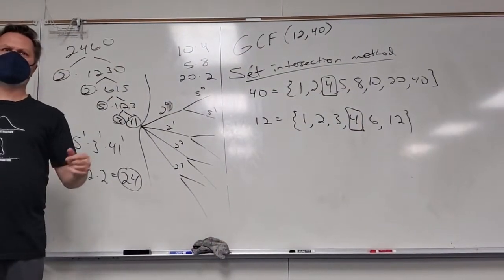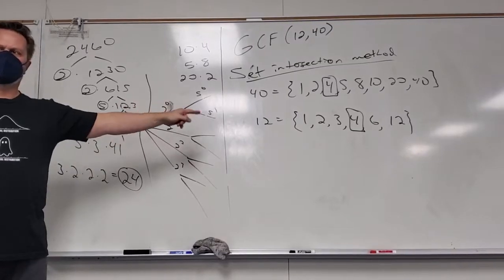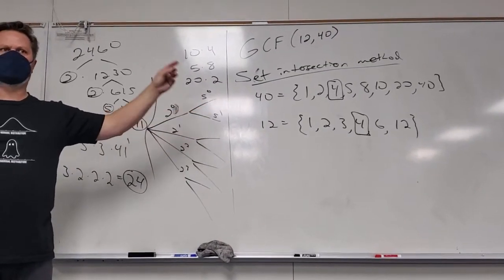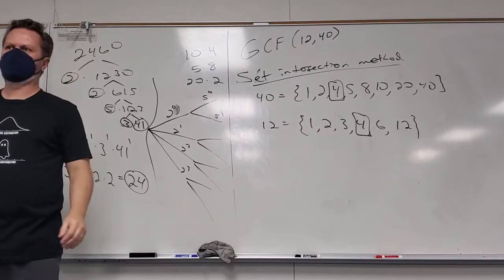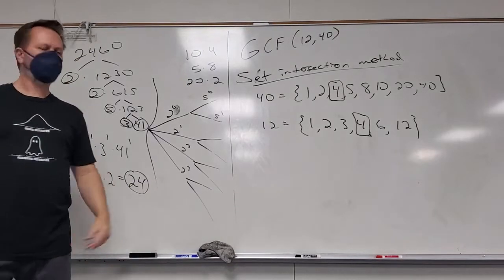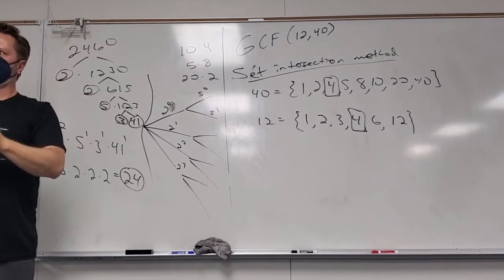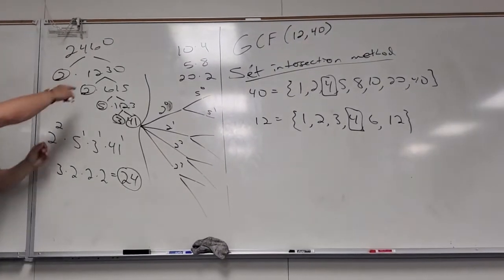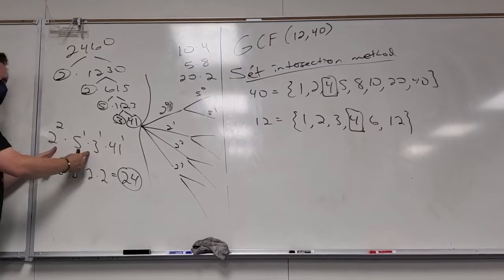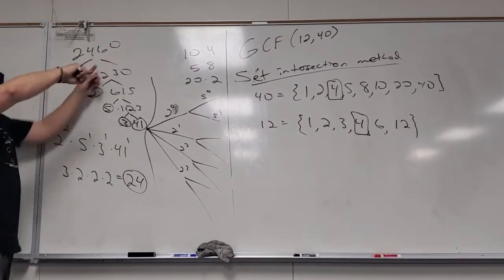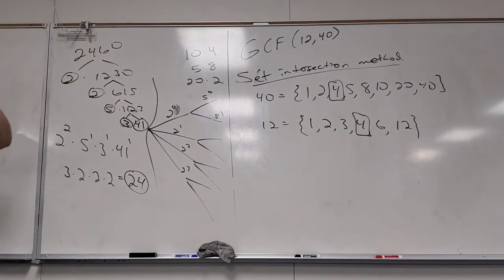Now, can you imagine a situation where that method would be bad? Big numbers. Yeah, big numbers, like 24. What if that was your number? Does anyone agree with me that getting the prime factors is a lot easier than listing all the factors of this? Do you guys agree with me? So maybe we can develop a better method based on this right here.